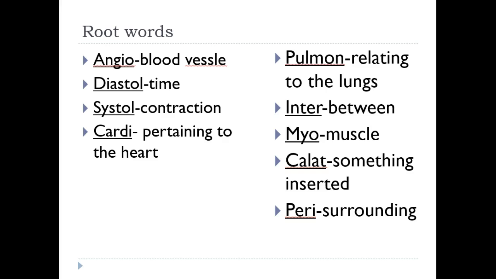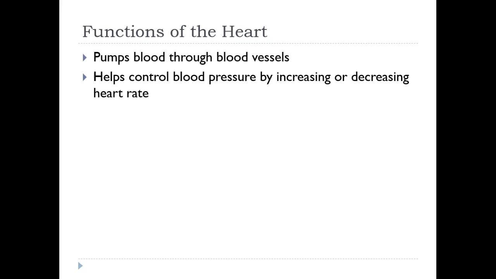Angio always means blood vessel, so an angioplasty is when they have to go out and clean a blood vessel. Cardi is usually pertaining to the heart. Pulmon usually means lungs, so pulmonary. Inter means in between two areas, so that is going to be like the septum. Myo means middle, and it usually means muscle. Calt means something inserted, and then peri means around.